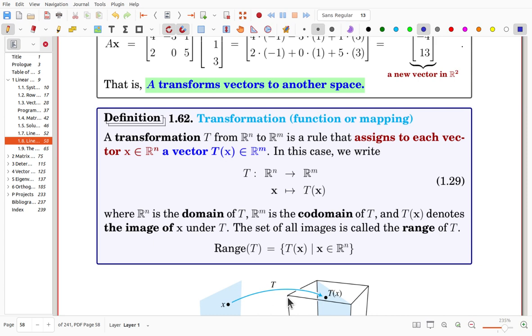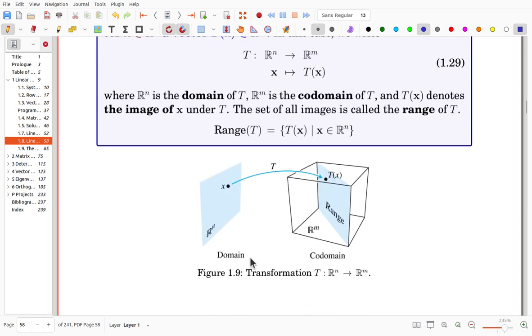A transformation is a kind of function, but it's defined from Euclidean spaces, here Rn to Rm, rather than from real number to real number. However, in any case, a transformation is a kind of function. Here pictorially, we can see domain and codomain and range. Here Rn is the domain, and Rm is the codomain, and the collection of images is the range here. Okay.